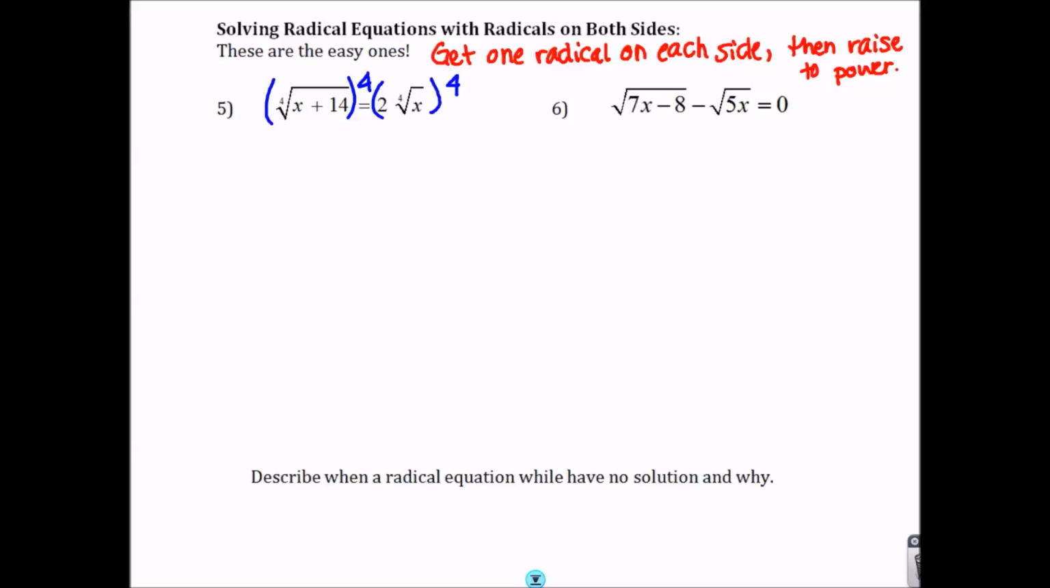So on the left side of the equation, we just have x plus 14. On the right side of the equation, you need to make sure that you do 2 to the fourth power, which is 16, and then fourth root of x to the fourth power. Then you solve like normal. So I'm going to subtract x from both sides, and then divide both sides by 15.